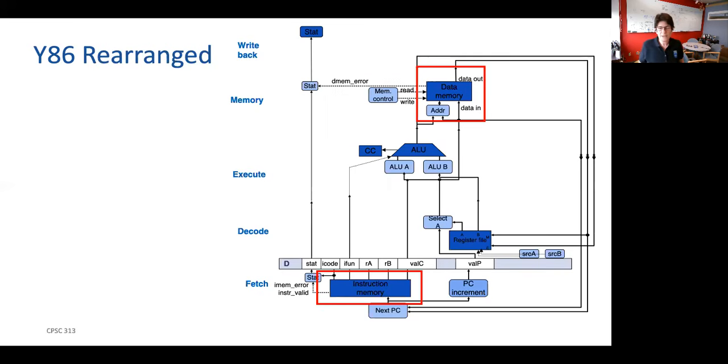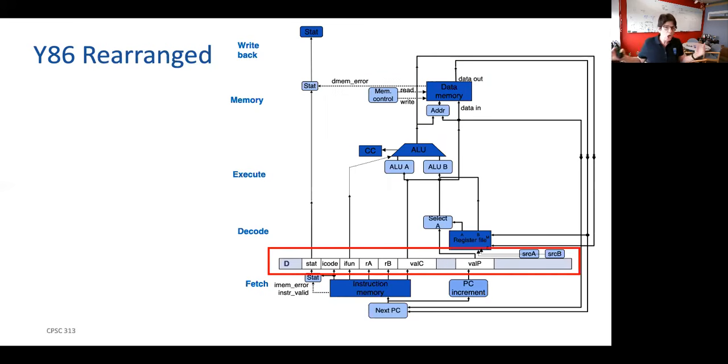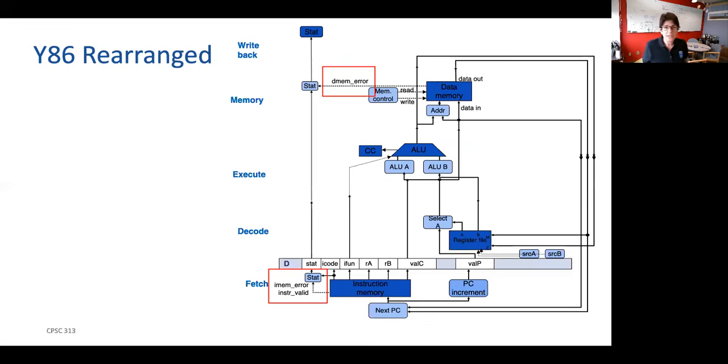The next thing I'm doing is I'm gathering all the state together and I'm putting it in these pipeline registers. So these pipeline registers are going to be where we hold the signals that each stage of the pipeline is going to use. The other thing I've done is I've added some error checking here.